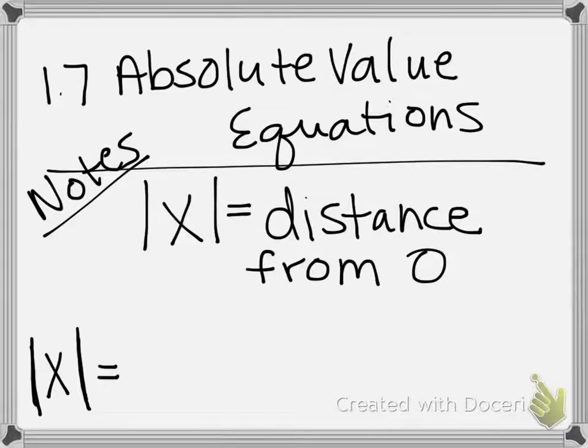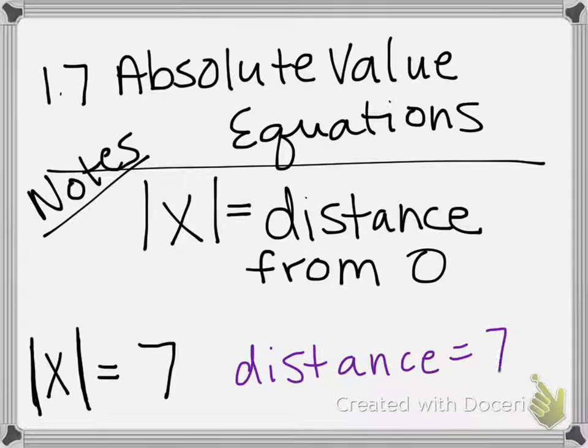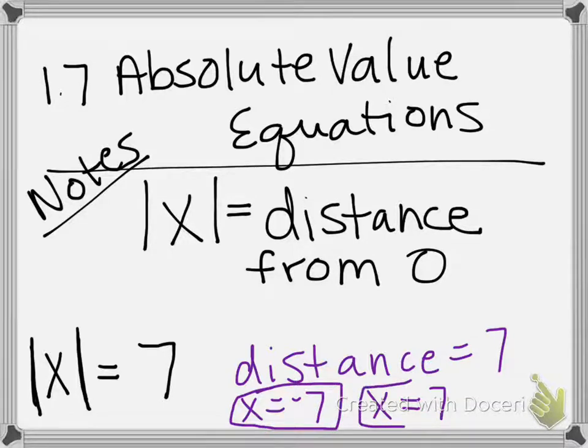So for example, if I had the absolute value of x equals 7, what this means is that the distance equals 7. If that distance is to the left, it could be -7, because that just means it's left 7 places. If the distance is to the right, that's +7. So we actually have two solutions: the x itself could be +7 or the x itself could be -7.